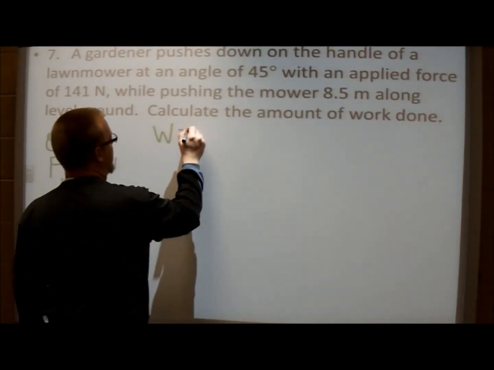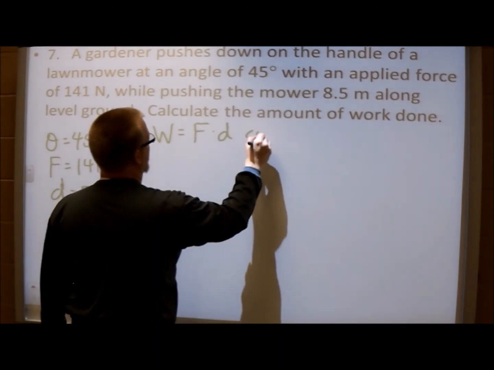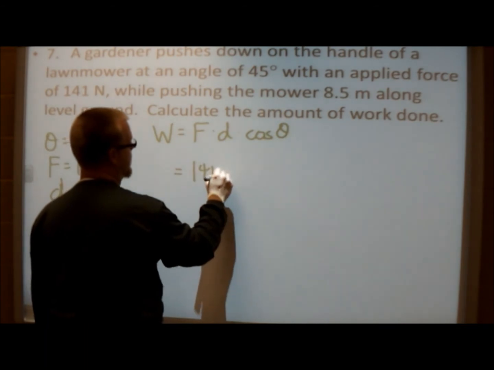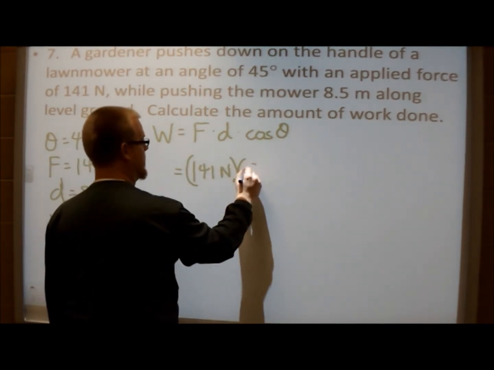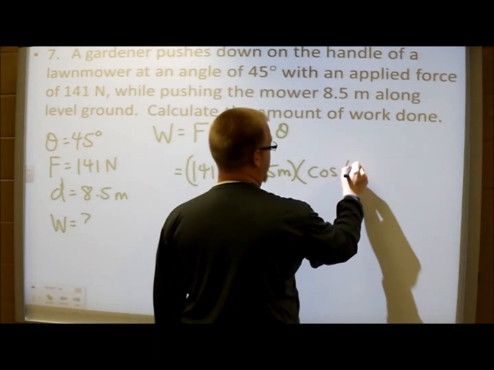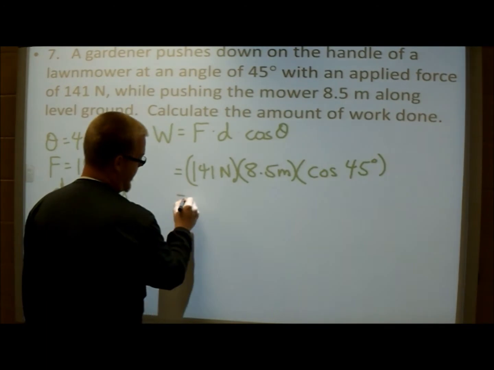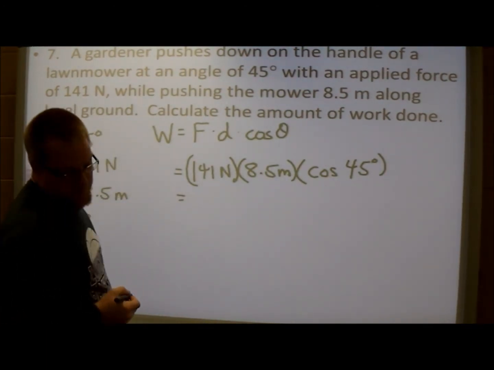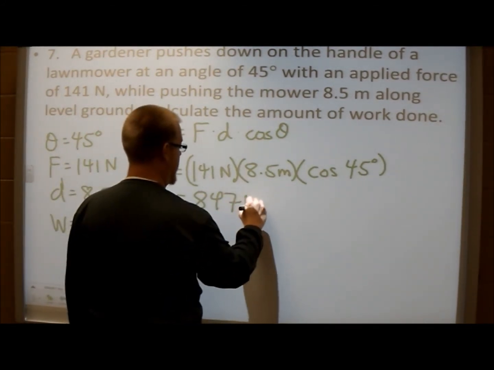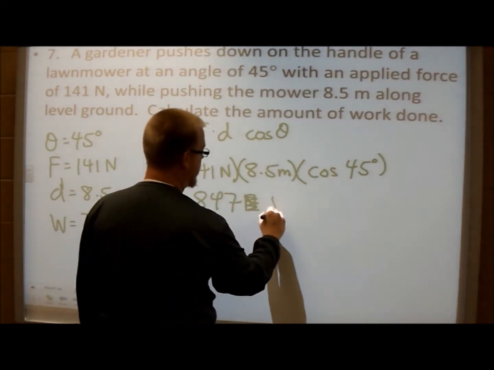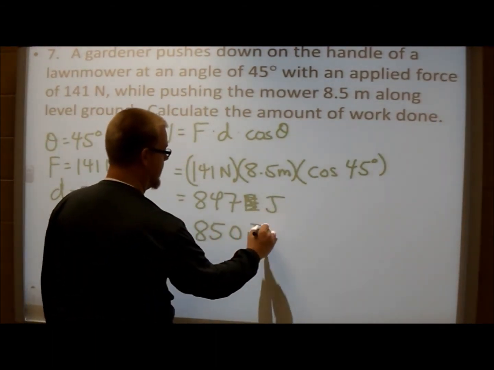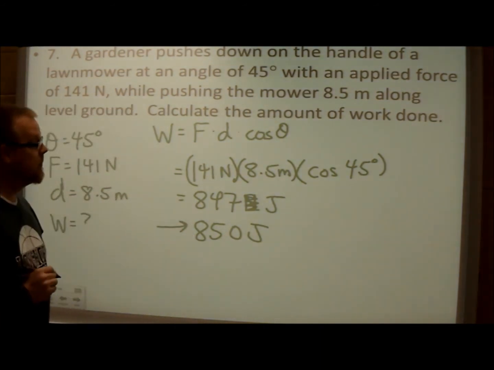The reason why I kept saying don't forget that cosine of theta, when we have an angle we have to make sure that we use that. So the force was 141 newtons. The distance was 8.5 meters. And the angle was 45 degrees. So this gardener did 847 joules of work, or with sig figs, 850 joules of work. That's number 7.